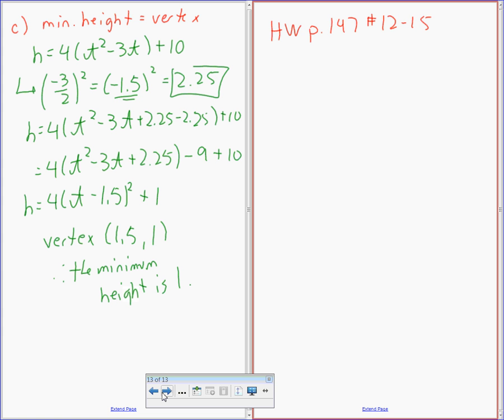Okay, I'm going to write number 12 on the board if you want to get started here. 12, 13, 14, 15. This is number 12 if you want to get started on it right now. It says a football is kicked into the air.